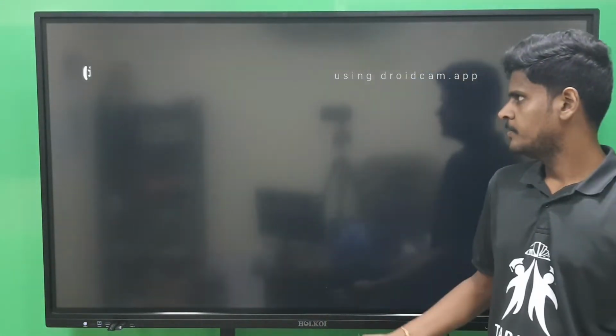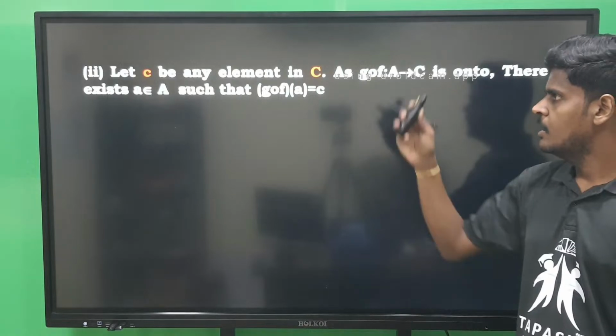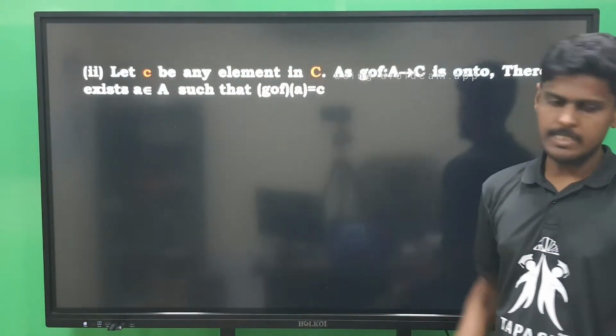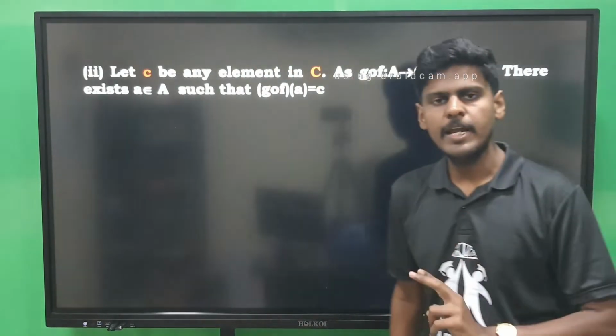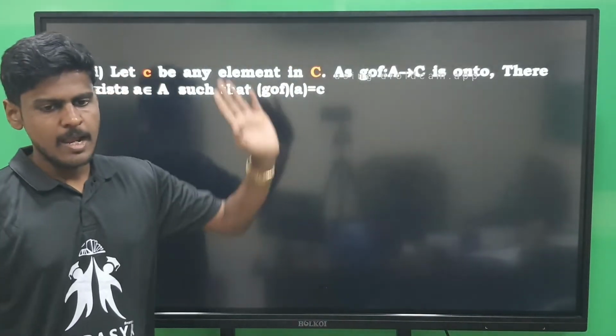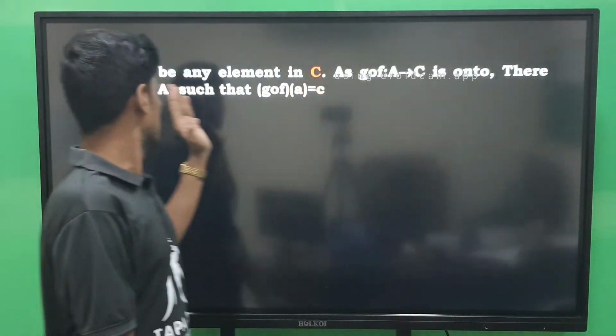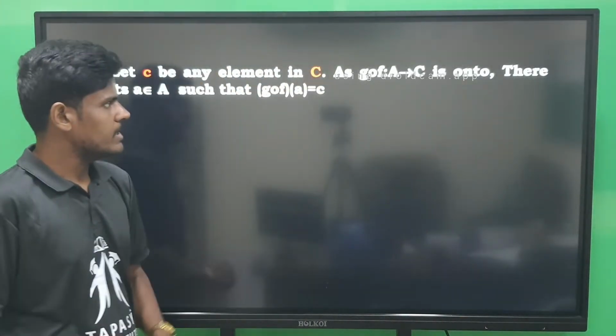For the second statement, let c be any element in set C. For proving the onto nature of the function, we will assume some element in the codomain and see if it has a pre-image in the domain or not. So let c be any element in set C.